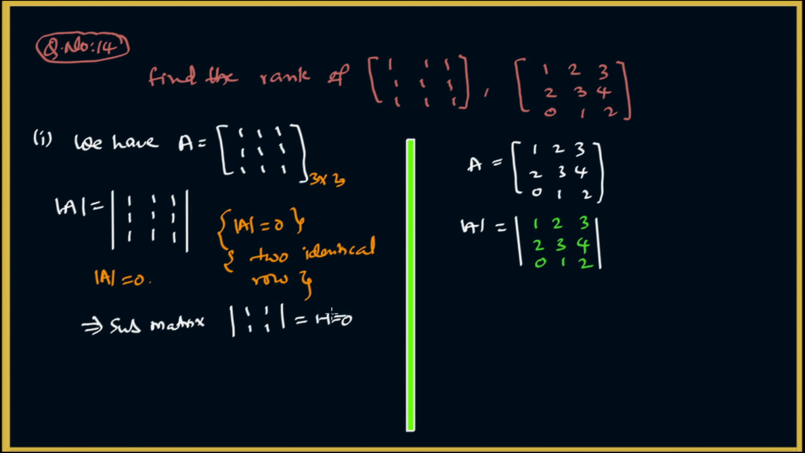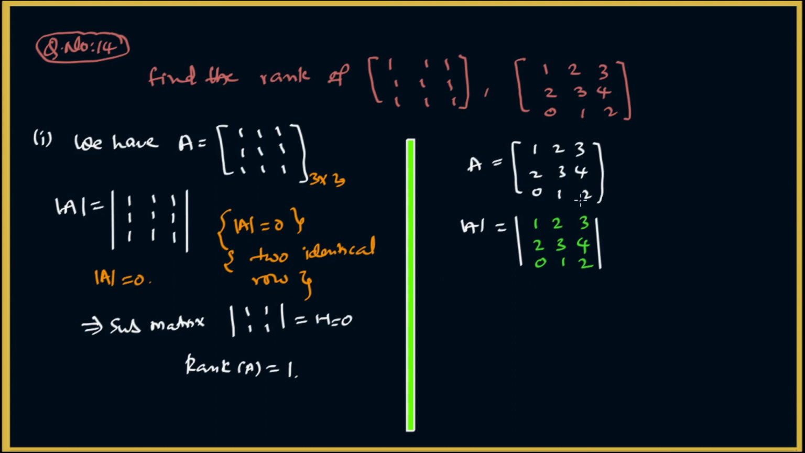Okay, therefore the rank of A is 1. The given matrix is 3 by 3, its determinant is 0, therefore we have to find the determinant of a 2 by 2 submatrix. That one also is 0, so its rank is 1. If the determinant of a 3 by 3 matrix is not equal to 0, then the rank of that 3 by 3 matrix itself is 3. If the determinant of a 2 by 2 submatrix is not equal to 0, then the rank is 2.